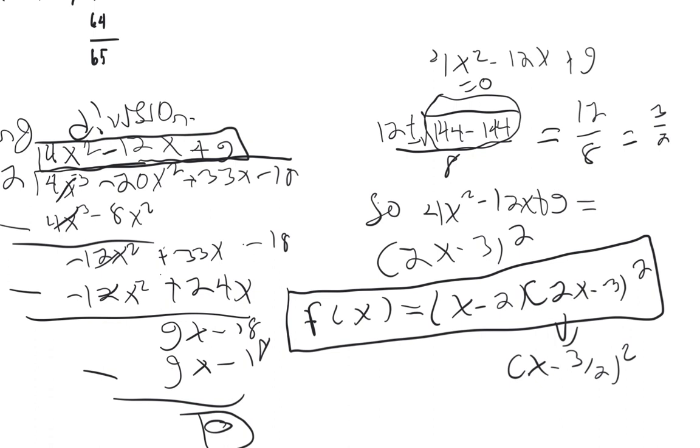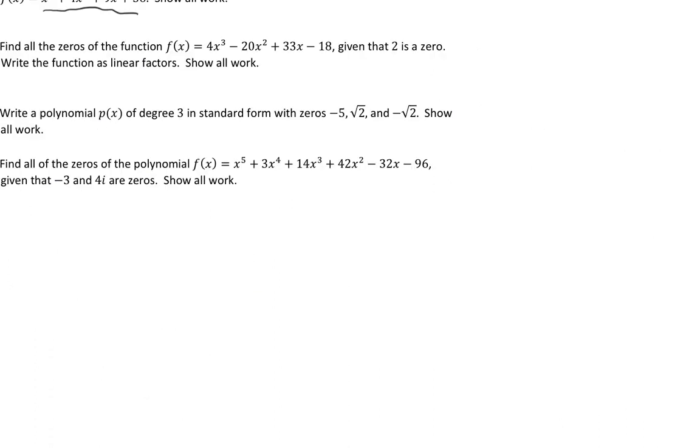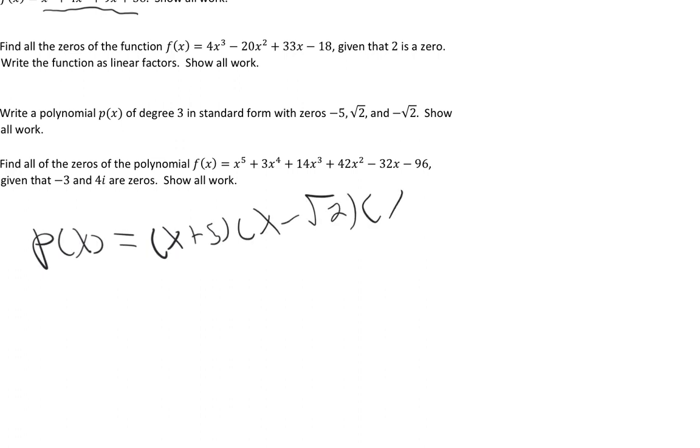Okay, only a few more questions. Okay, now that I got all of that cleaned up, we're going to look at 59. Write a polynomial p of x of degree 3 in standard form with zeros -5, root 2, and negative root 2. And we're supposed to show all work. So what we're going to start with is just writing the zeros as factors. So p of x is going to be, well, if it has a 0 of -5, it has to have a factor of x plus 5. And then same thing with plus and minus root 2.